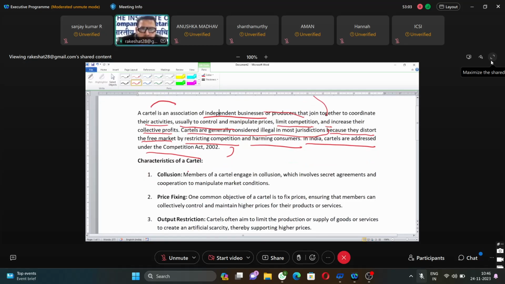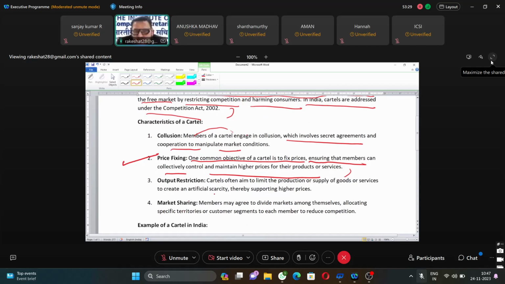Collusion. Members of a cartel engage in collusion, which involves secret agreements and cooperation to manipulate market conditions. They also engage in price fixing. One common objective of a cartel is to fix prices, ensuring that members can collectively control and maintain higher prices for their products and services. Output restriction also: cartels often aim to limit the production or supply of goods and services to create artificial scarcity, thereby supporting higher prices. Members may agree to divide markets among themselves, allocating specific territories or customer segments to each member to reduce competition. Try to understand with the help of an example.